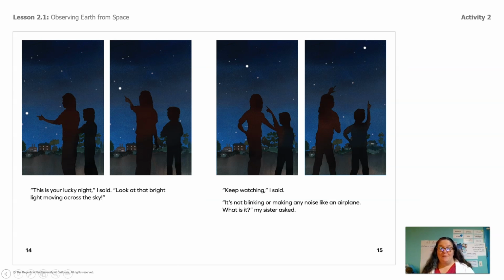Rosie and I are going to keep reading the book a little bit. Come on over, Rosie. Let's read the book a little more and see what else we notice.